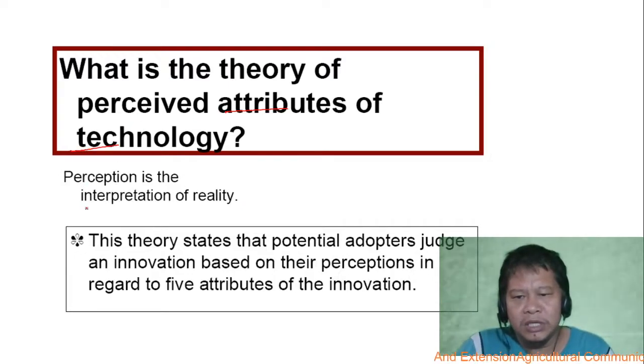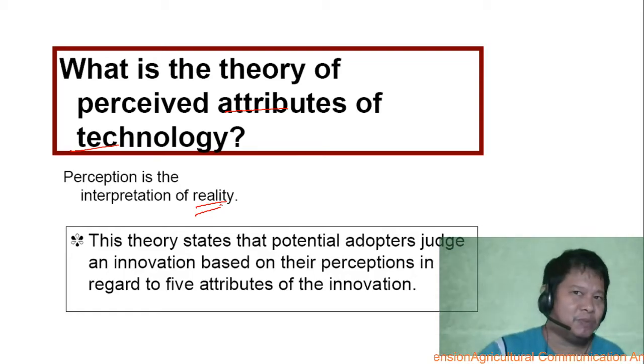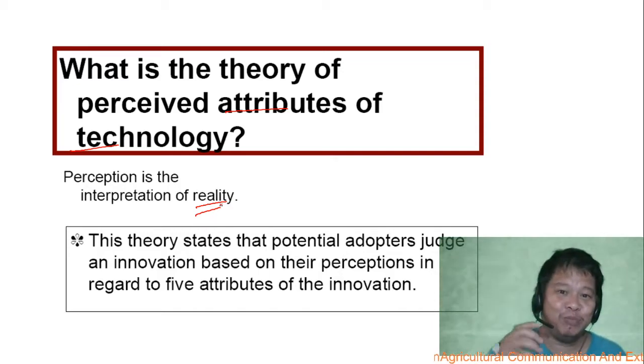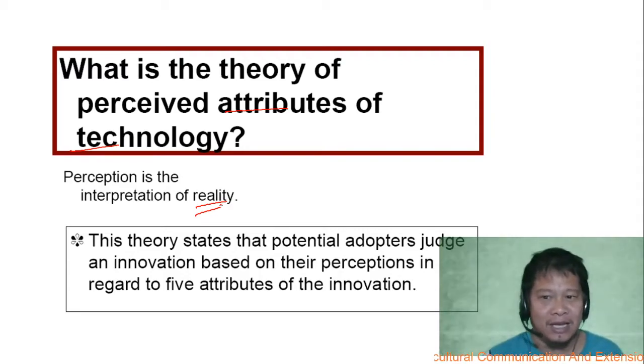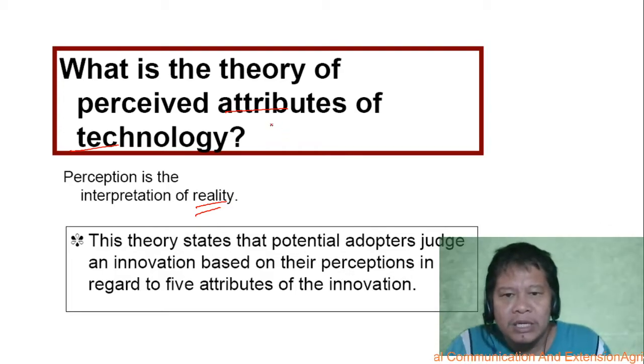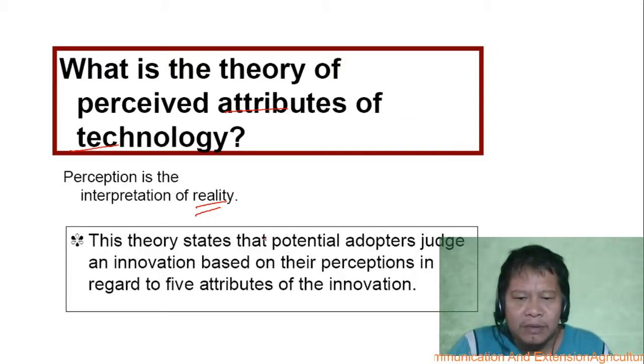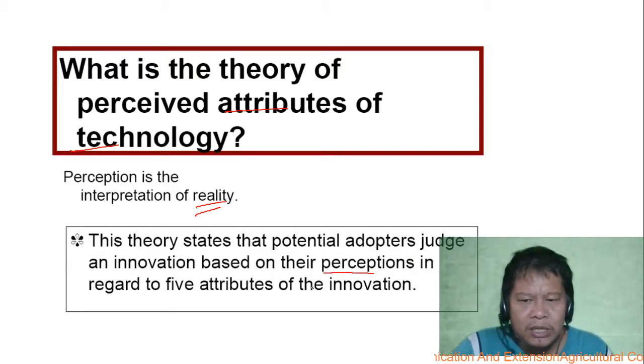So perception is the interpretation of reality, no? So we have different perceptions. When we see things, we have different perceptions of that because we have different learnings, we have different experiences. So kaya nga, respect opinion. Huwag tayong magalit kung yung mga opinion is iba sa atin. Kasi perception is interpretation of reality and we have different perceptions. Okay? So the theory of perceived attributes of technology states that the potential adapters judge an innovation based on their perceptions with regards to 5 attributes of innovations.